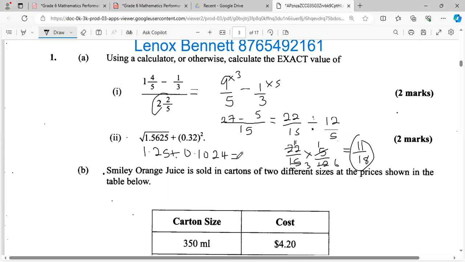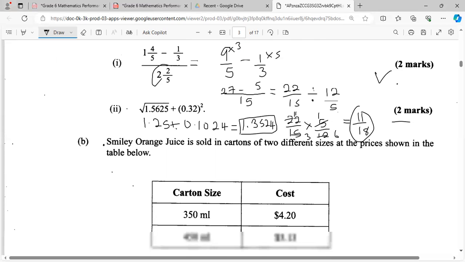My calculator tells me the answer is 1.3524. So they did not say round it off to anything, so we just put out the exact figure, 1.3524. And that would be our answer. So that's another 2 marks. So far guys, out of the 11, you would have gotten 2 marks for this. Remember, you're encouraged to try the questions before.